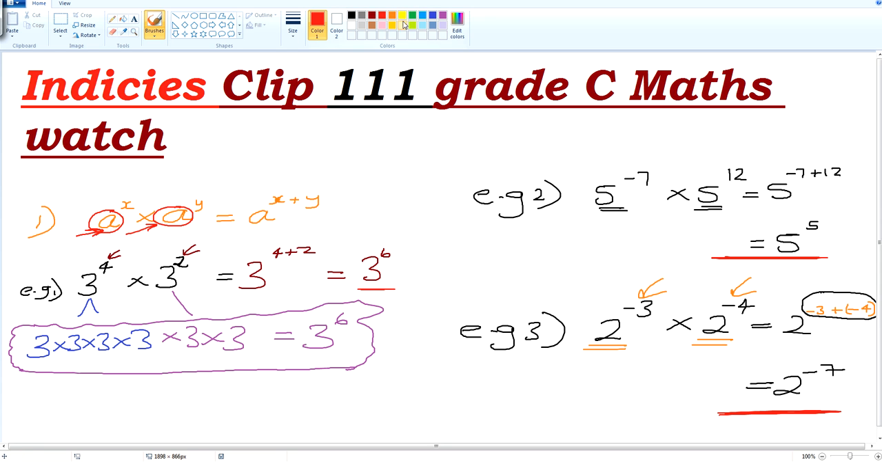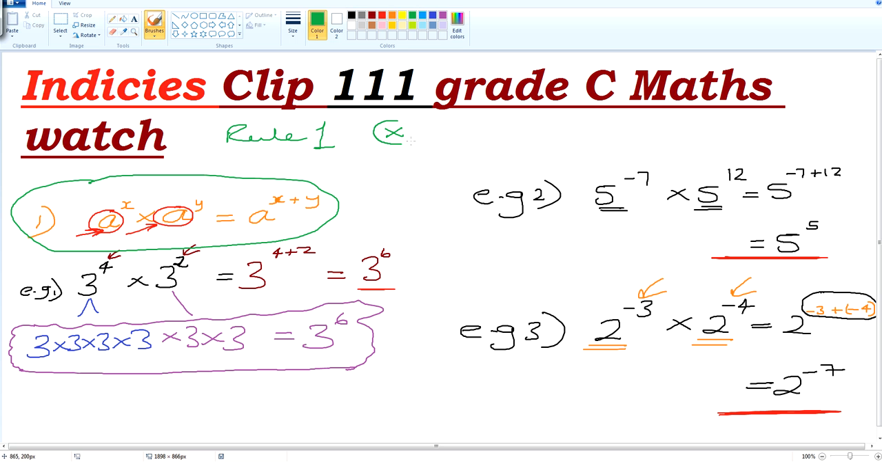And now, just not to forget, this is our rule here. So rule 1 applies when we multiply indices. Okay, when we multiply numbers, what we do is add the indices. Are we happy with that now?